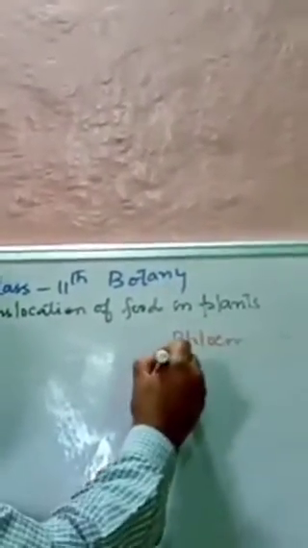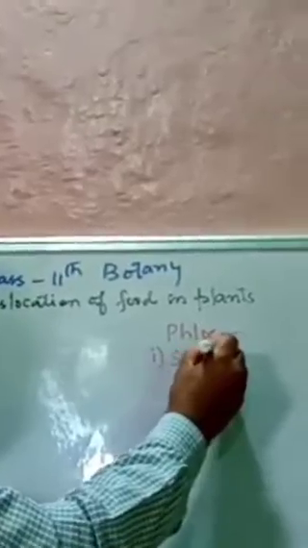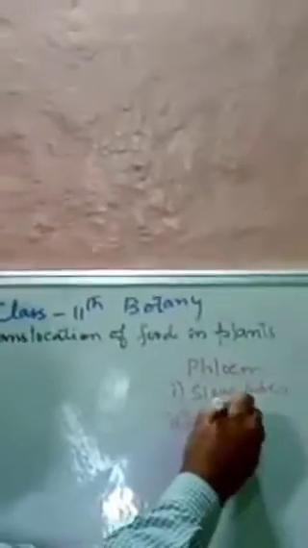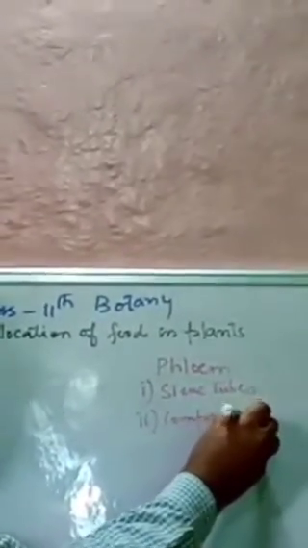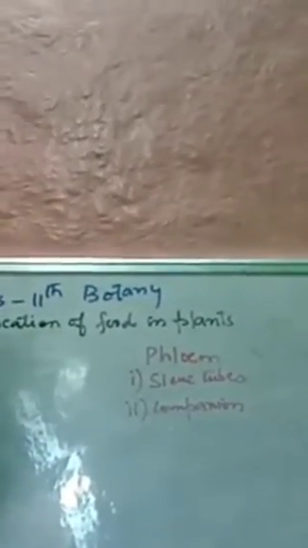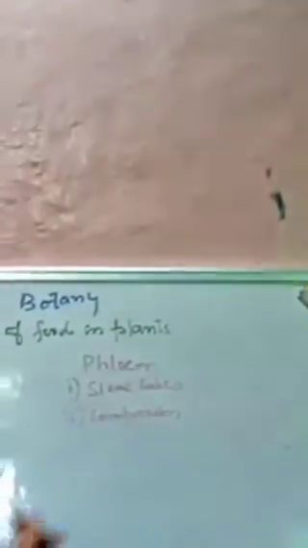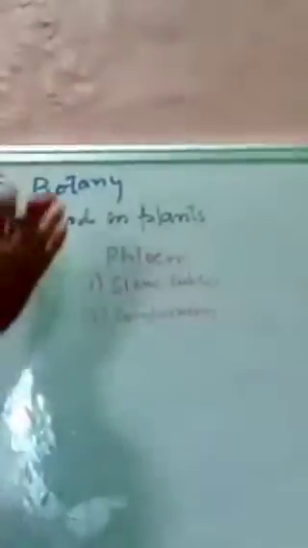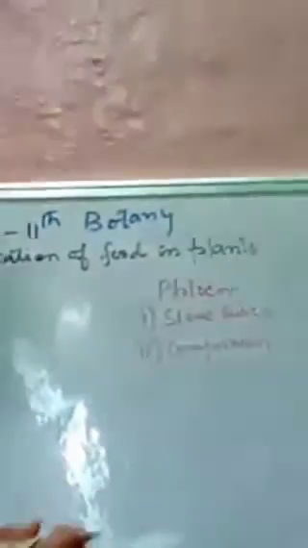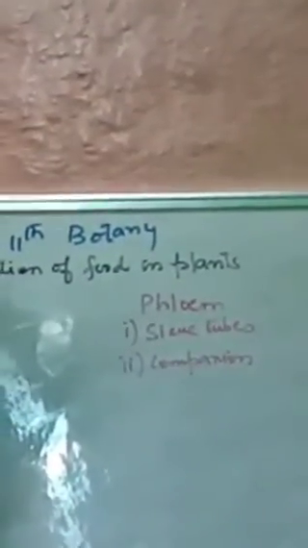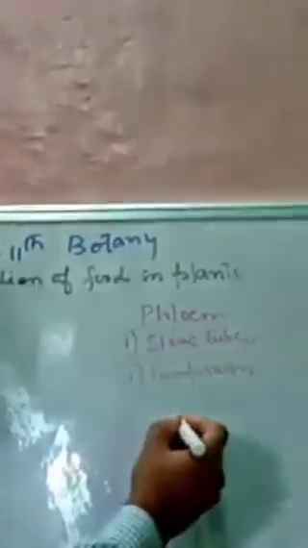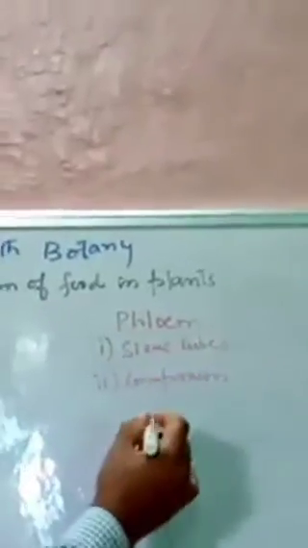and this phloem tissue consists of sieve tubes or sieve cells and, number two, companion cells, and these are the two important cells which play an important role in the translocation of food in plants. We have also got phloem parenchyma and phloem fibers, but in this translocation of food they are not needed as much as the sieve tubes and companion cells. We are already aware of the anatomy and what their structure is like. Still, I will give a brief idea about those.